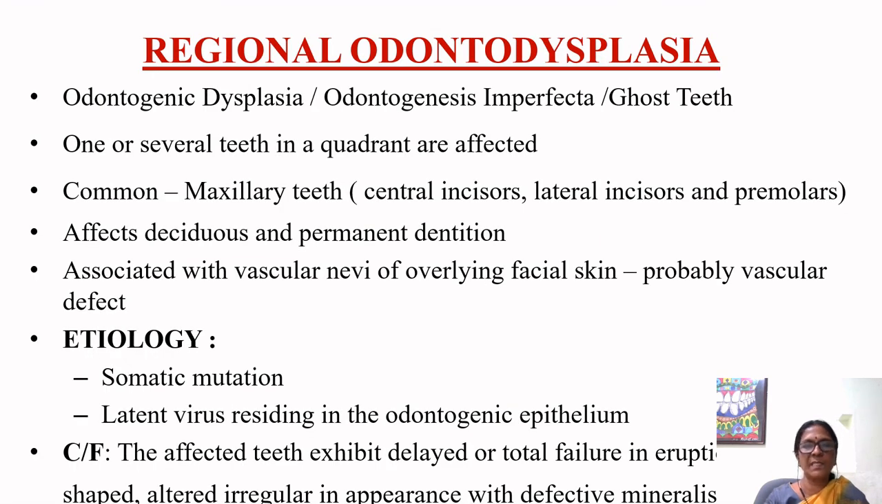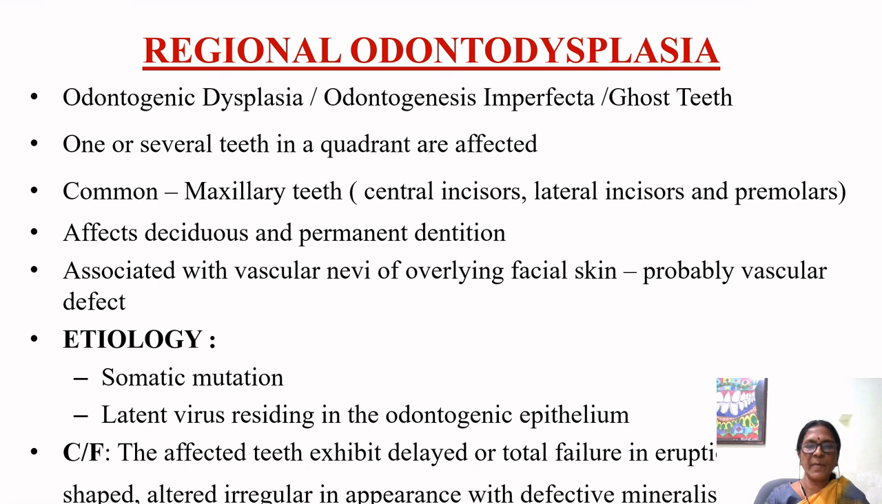Regional odontodysplasia, odontogenic dysplasia or odontogenesis imperfecta, or ghost teeth. One or several teeth in a quadrant are affected. Commonly the maxillary teeth are involved, the central incisors, lateral incisors and premolars, and it affects both the deciduous and the permanent dentition. Sometimes associated with vascular nevi of the overlying facial skin, probably a vascular etiology defect.